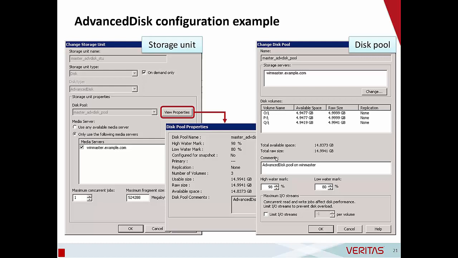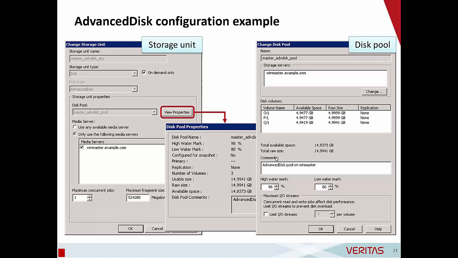Let's say, for example, that these 3 drives here are coming off of a JBOD, and the disks, I think, there is some RAID going on, so I think that they're good for 3 simultaneous jobs each. And so I think 9 total is a good number for this pool. So in the disk pool, I say limit I/O streams to 3 per volume, and in the storage unit, maximum concurrent jobs gets set to 9.